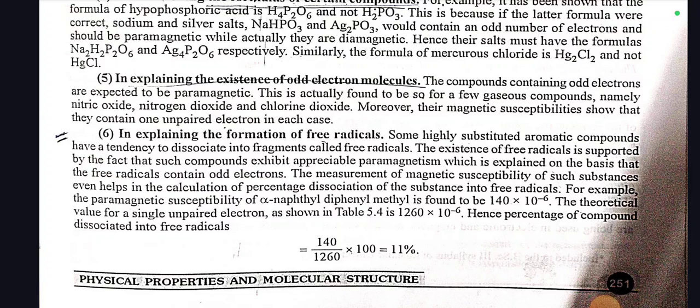For example, the paramagnetic susceptibility of alpha naphthyl diphenyl methyl is found to be 140 into 10 to the power minus 6. The theoretical value for the single unpaired electron, as shown in table 5.4, is 1260 into 10 to the power minus 6. Hence, the percentage of compound dissociated into free radicals is 140 upon 1260 into 100, which is equal to 11%.